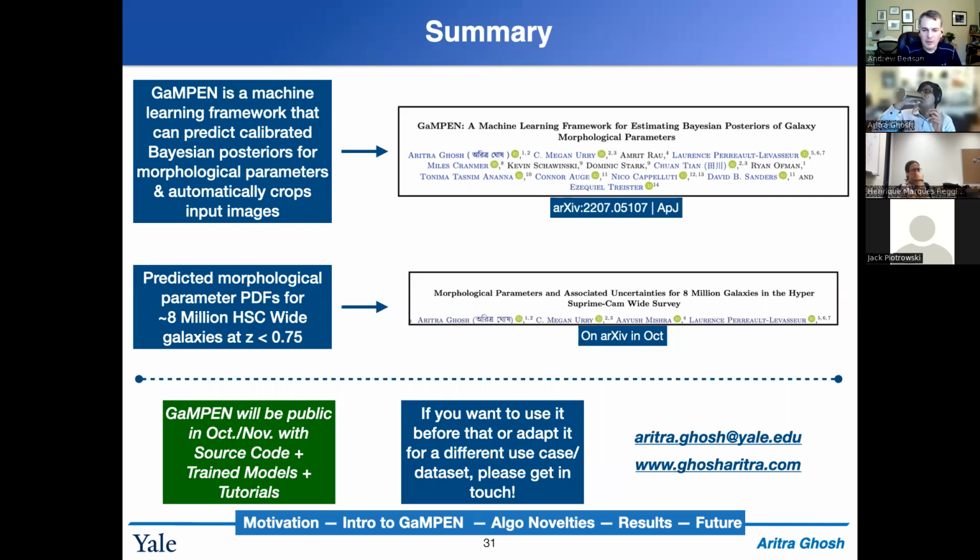While people are thinking, the question I wanted to know is, applying this to 8 million galaxies, how long does that take?